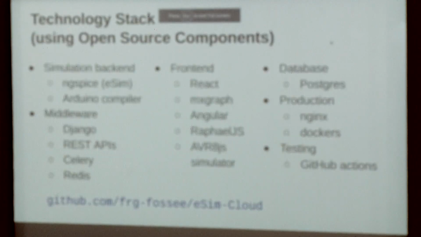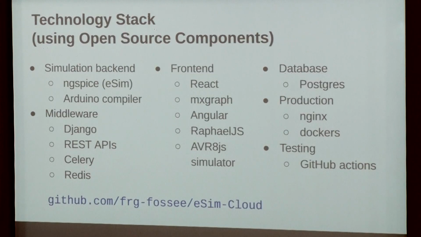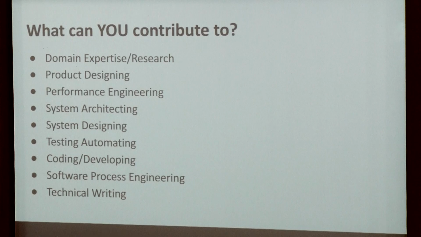This is the architecture. I'm just going very fast. This is the current architecture. These are all the tools that we are using, all open source. You can contribute if you have domain expertise. You can join research, product designing, performance engineering, system architecting, testing automation, coding, developing, software engineering, process, and also technical writing.